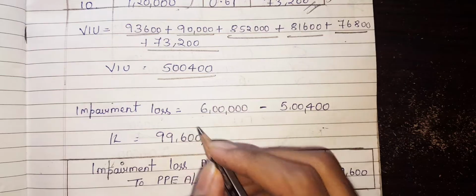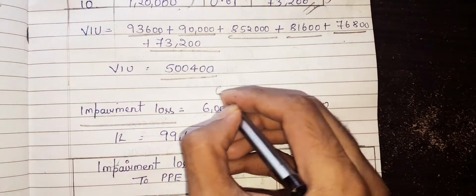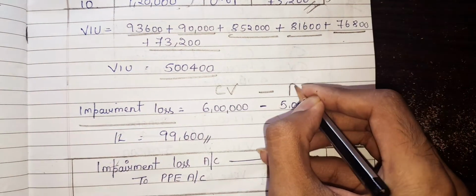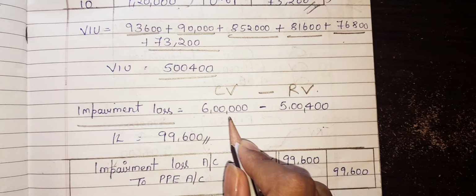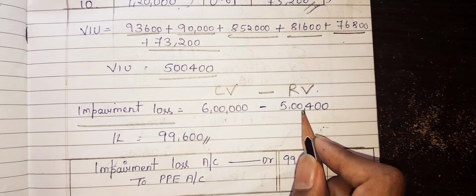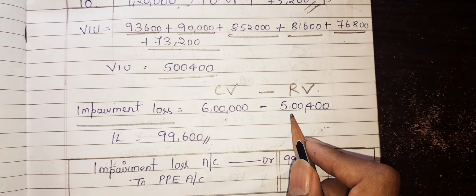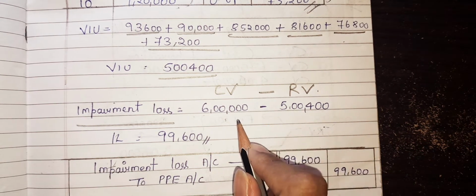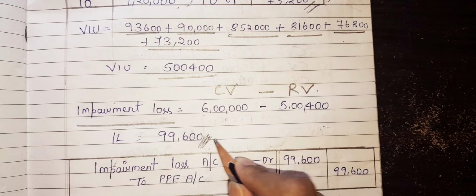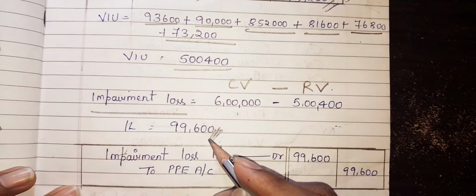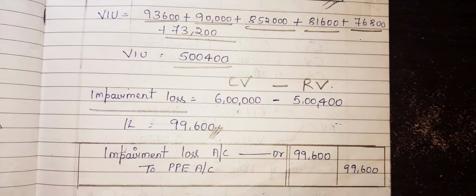Now we need to find out the impairment loss. The formula is carrying value minus recoverable value. The carrying value we have found is 6 lakh rupees, and the recoverable value is 5,04,000 rupees. When you subtract both, you will get 99,600 rupees. 99,600 rupees is the impairment loss.